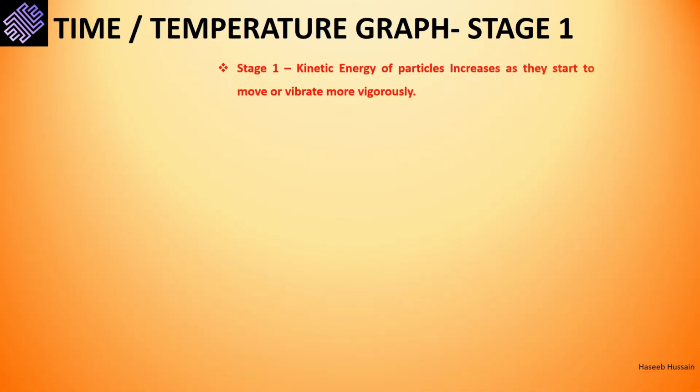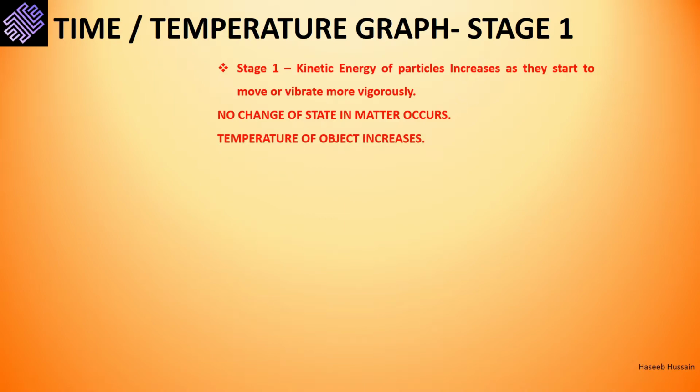We discussed previously that in the first stage, energy is absorbed by the particles to increase their motion and speed. As a result, kinetic energy increases and the temperature of the object rises. However, there is no change in the state of matter. If it is a solid, it remains a solid. If it is a liquid, it remains a liquid. As the kinetic energy increases, so does the temperature.